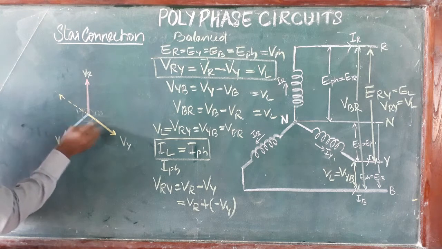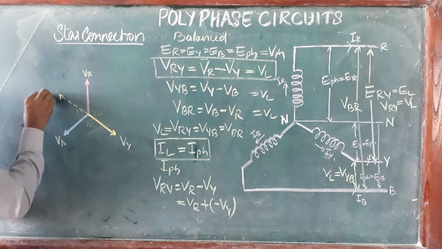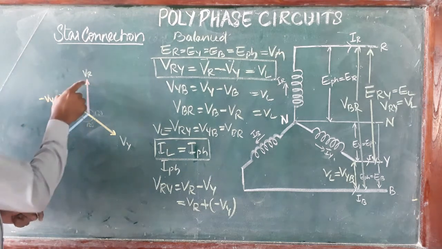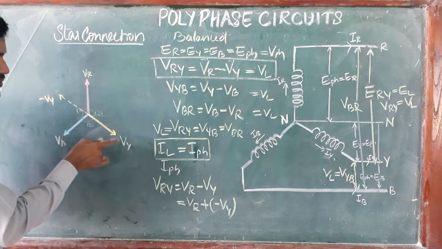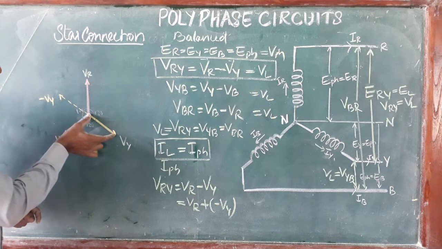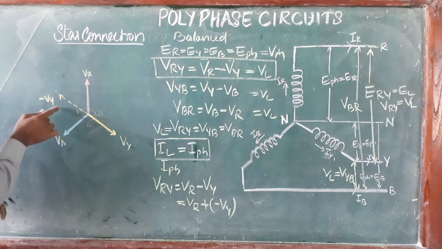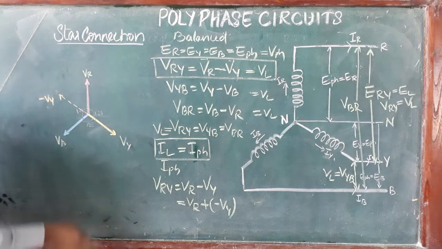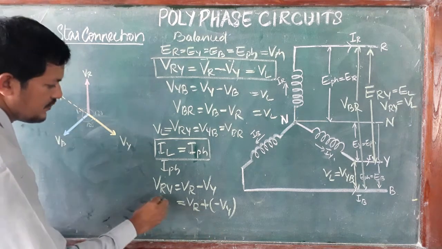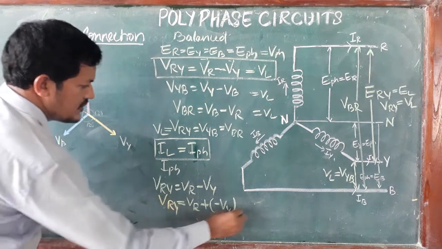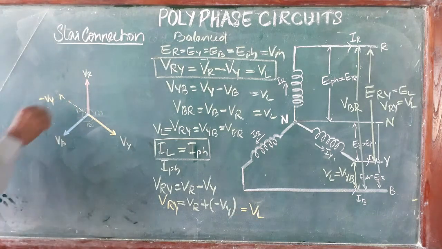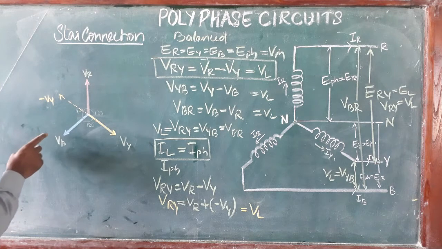Clear? Same magnitude. This one now minus VY. Clear? VR is here. VY is here, this one is positive VY, so just draw one minus VY. Now the vector sum of VR and minus VY, so VR plus minus VY is VRY. This one is equal to our line voltage. Clear? So now I am drawing the parallelogram method.